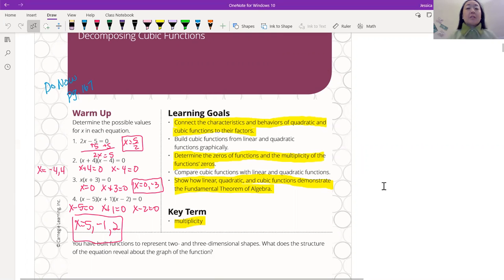And our learning targets are going to be connect the characteristics and behaviors of quadratic and cubic functions to their factors, as well as determine the zeros of functions and the multiplicity of the function's zeros, and show how linear, quadratic, and cubic functions demonstrate the fundamental theorem of algebra. So we'll talk about multiplicity. That's going to be our keyword today. And fundamental theorem, well, we'll talk about that too.